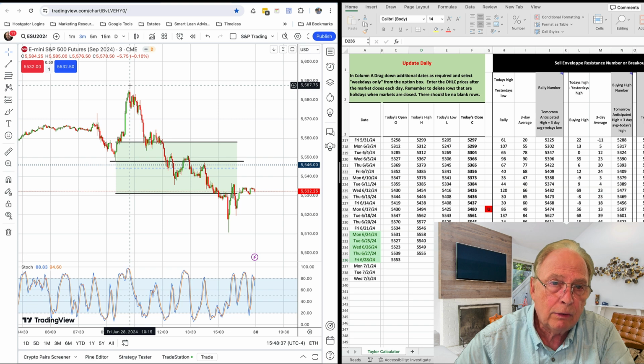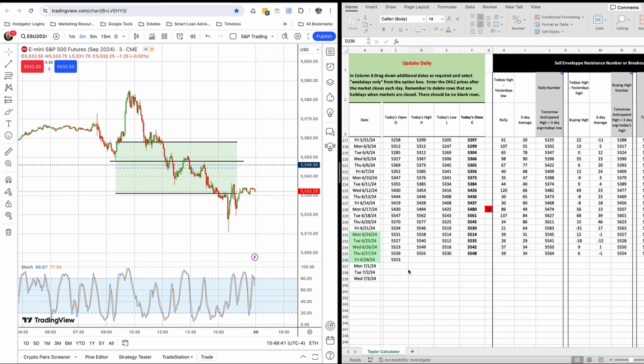The high was put in right over here, and I'm just going visually. The high was at 55.85. So right over here, I'm going to put in 55.85. For the low, I need to put in the low number, and the low was at 55.11. So I'm going to put in 55.11.